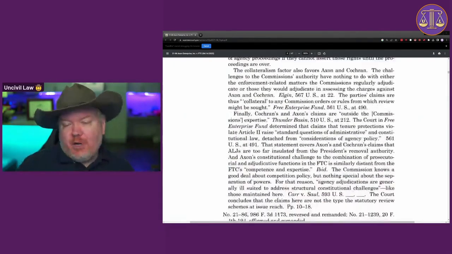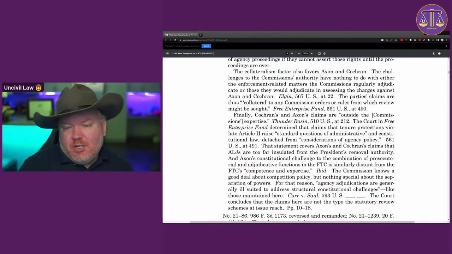The collateral nature of it also favors them. The challenges to the authority have nothing to do with enforcement-related matters, the commission's regular adjudication, or asserting charges against them. The party's claims are thus collateral to whatever else is going on, because the issue is, do you have power? And so that isn't the issue of did you do something bad, right? Do you have power to review me?